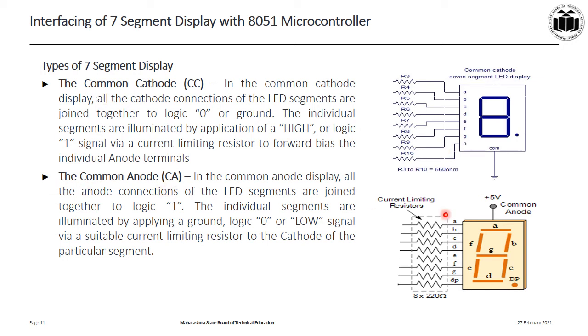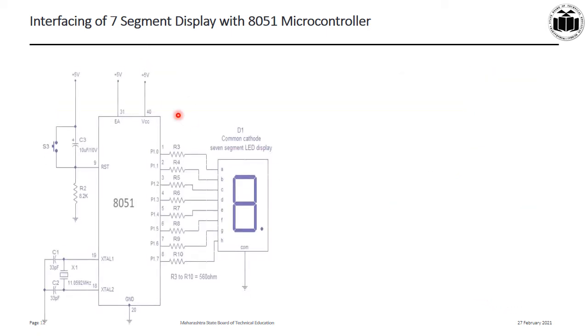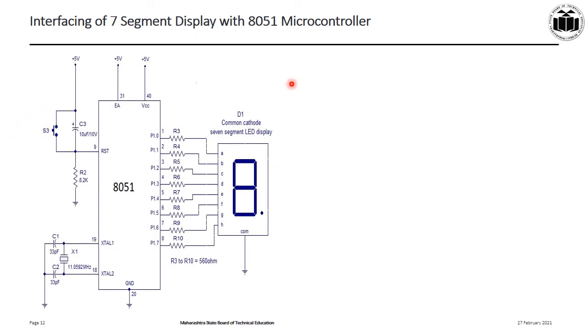In common anode, the anodes are connected to supply, while the cathodes of the individual LEDs are connected to the microcontroller, so a low signal will illuminate the LED. This sketch shows the interfacing of 7-segment display with 8051. It's a common cathode display.